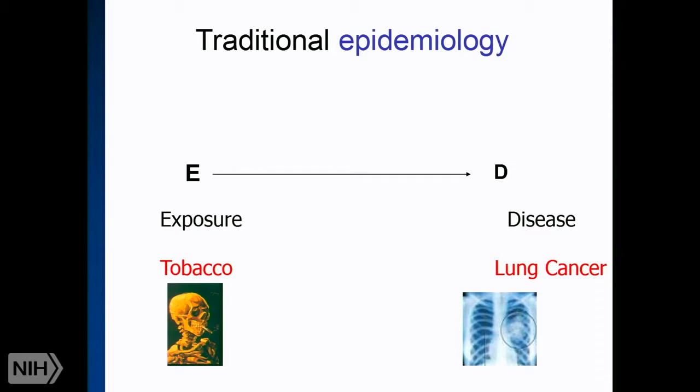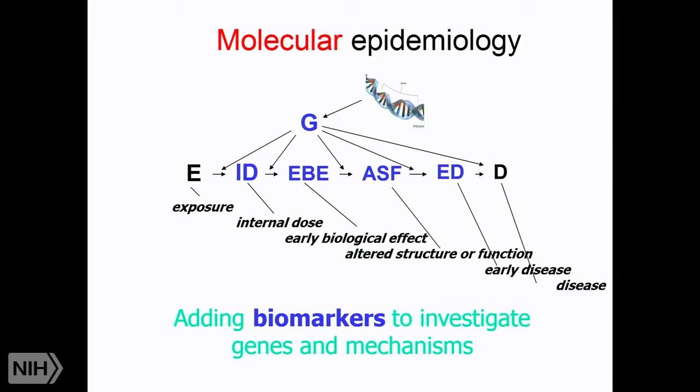Well, the idea of molecular epidemiology is that you would also measure biomarkers. By measuring biomarkers, you could gain an additional amount of evidence. So maybe we would measure a tobacco marker in the blood, the internal dose, and know the internal dose of tobacco. Or maybe we would measure a DNA adduct of tobacco, or a polycyclic aromatic hydrocarbon adduct, and in that way inform and gather further evidence on the sequence of causation. So, adding biomarkers to investigate genes and mechanisms.